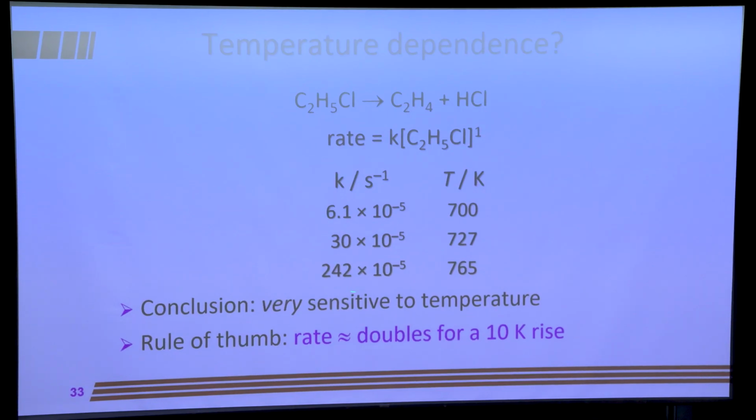Okay? It's unusual to write it like this, but the idea here is just to show that this is 5 times bigger at 727 Kelvin, and then it's 40 times bigger at 765 Kelvin compared to 700 Kelvin. Okay? So the conclusion is that the rate constant is very sensitive to temperature. Okay. Now, how was this rate constant determined, by the way? Experimentally? Yeah, how?